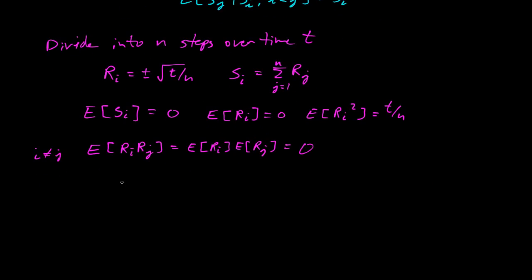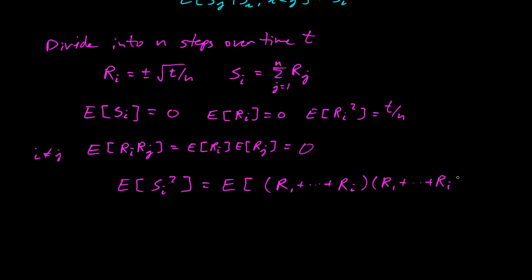Another interesting thing to calculate is the expectation of S_i squared. What's that going to be? That's going to be the expected value of each of these things. So I'm just going to write out the definition of the S_i. And now multiplying this out, you're going to get a whole bunch of terms. And the interesting ones are R_1 times R_1 will give R_1 squared, plus you'll have a bunch of terms like R_1 R_2, plus a whole bunch of stuff.